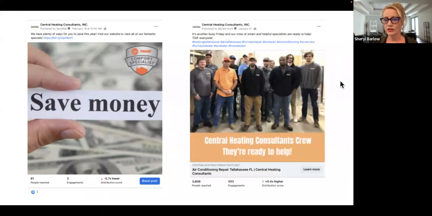Sorry, I keep clicking on our pictures and then it makes it go. Okay, so there's a picture of the staff. And it's not a super professional one, but they're all looking at the camera, and just look at these numbers at the bottom, the difference. So this is the same platform, Facebook. The graphic alone reached 61 people and got 3 engagements. The photo of the people reached 3,800 people and had 503 engagements. So quite a difference when you put a face in there.